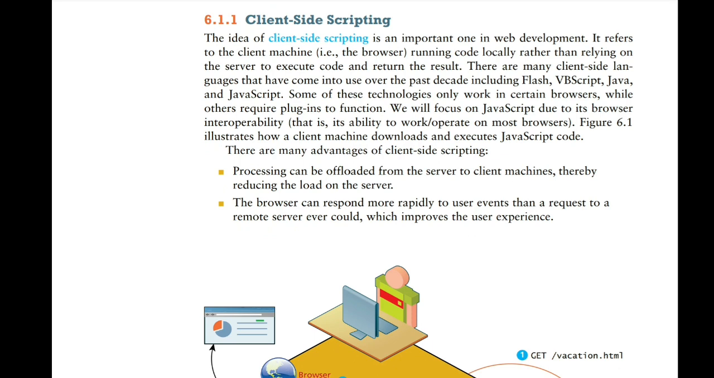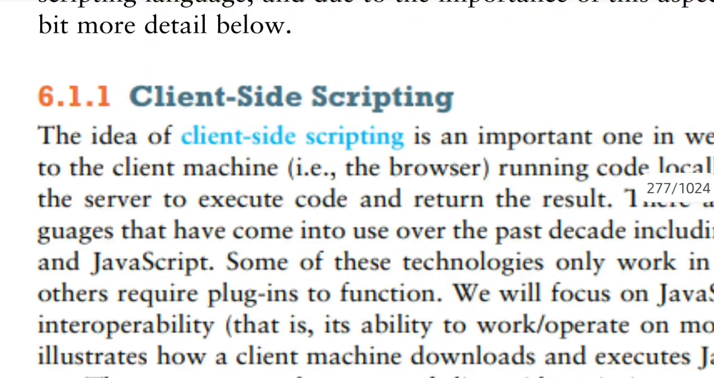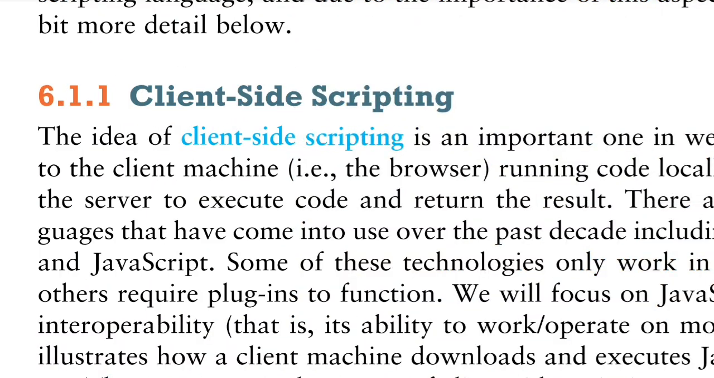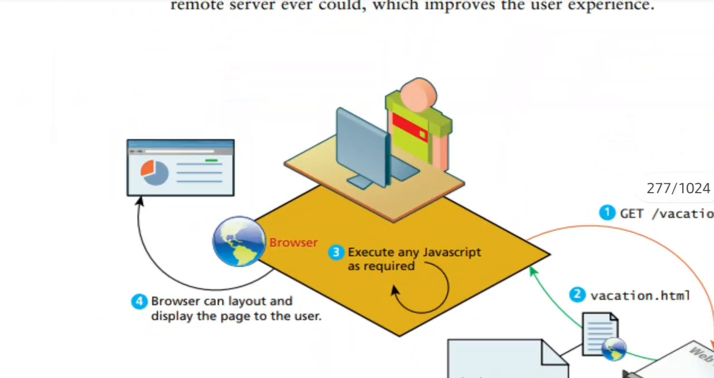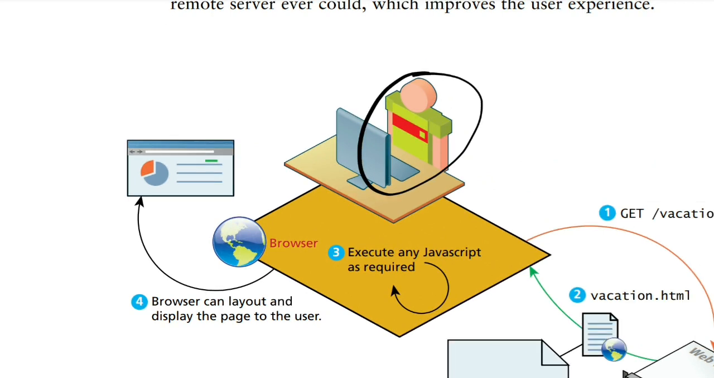The main thing is starting from here. This is the first important question, client side scripting. What do you mean by client? Client means the user, right? So if this is the user here, client side scripting means whatever code you have written, where is that getting executed? If it is client side scripting, it is getting executed in the same place where the client is present. So execute any JavaScript as required.